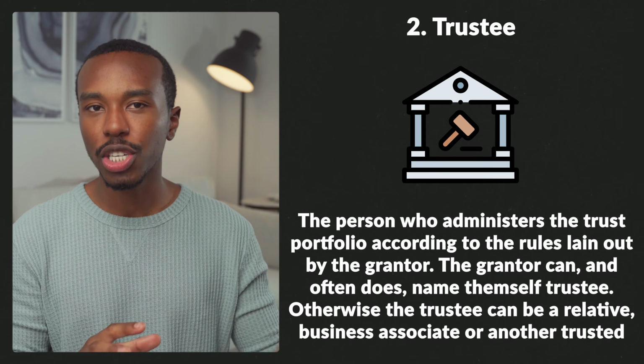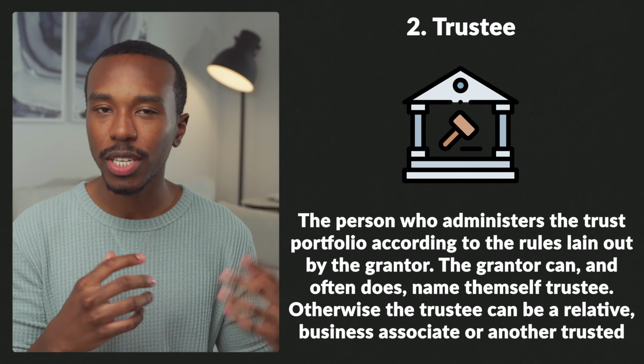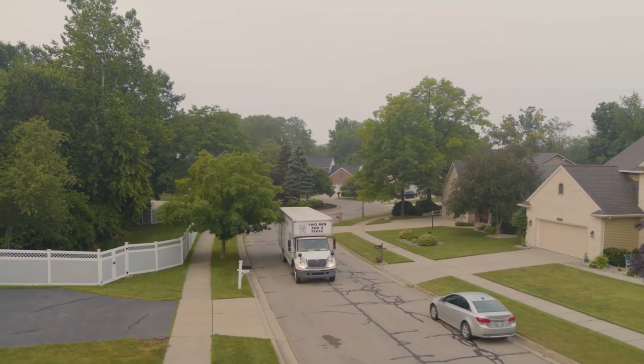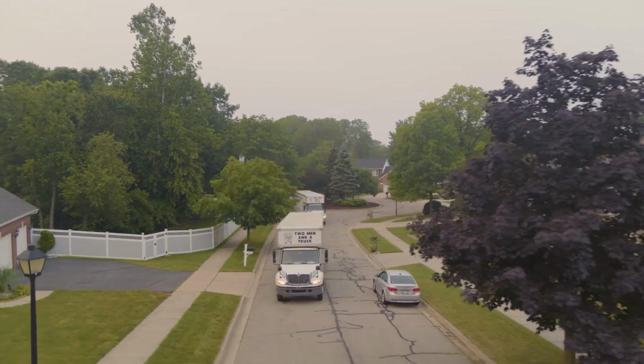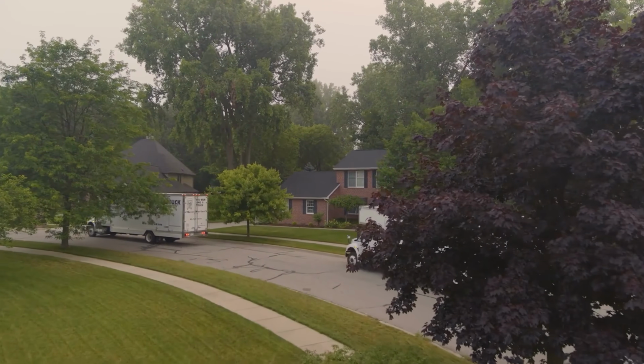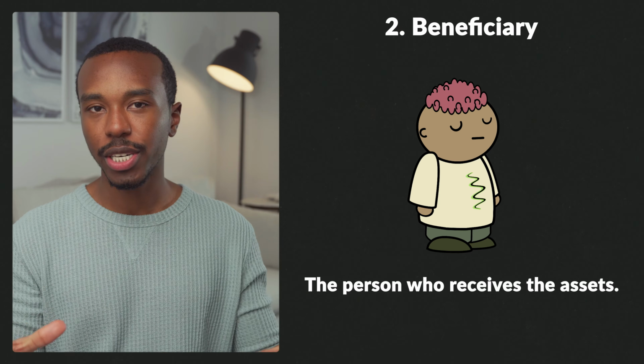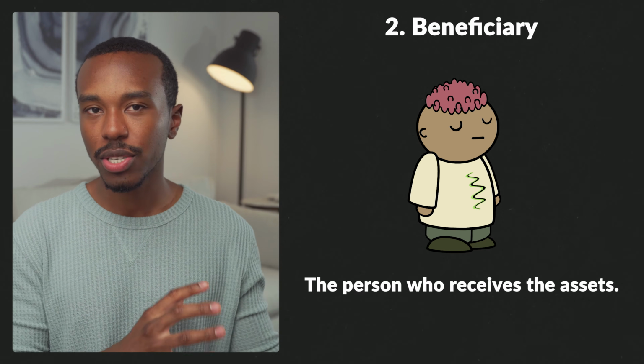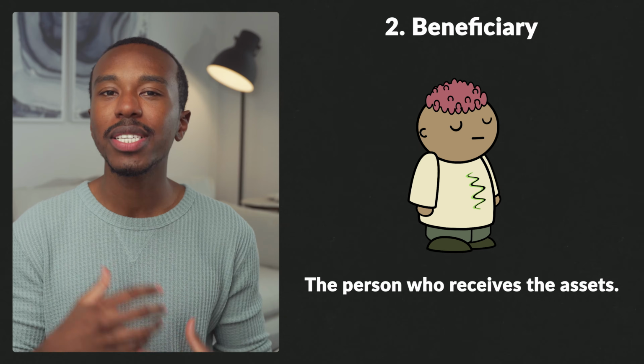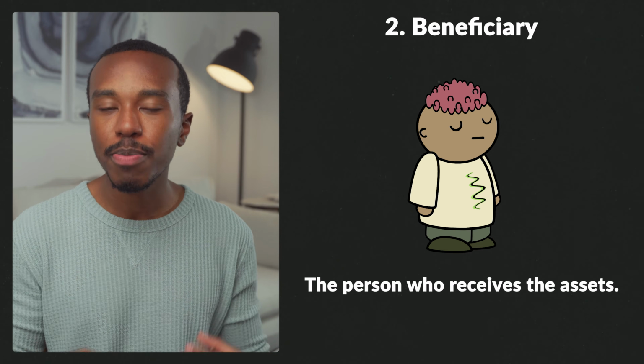This is the person who's in charge of operating the trust portfolio based on what the grantor said they wanted in their rules. So the trustee is basically the person driving the moving vehicle and making sure that everything goes to plan. And number 3, there's the beneficiary. This is the person who receives what's in the trust account, or the people at the destination who get to unload the moving truck and keep what's being given to them.